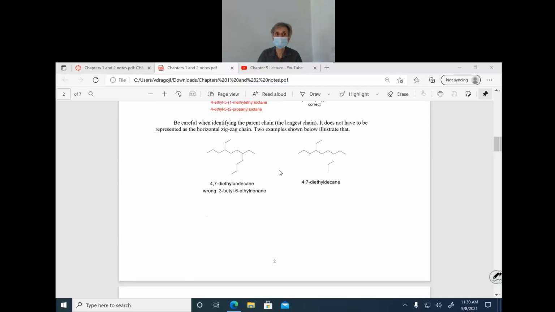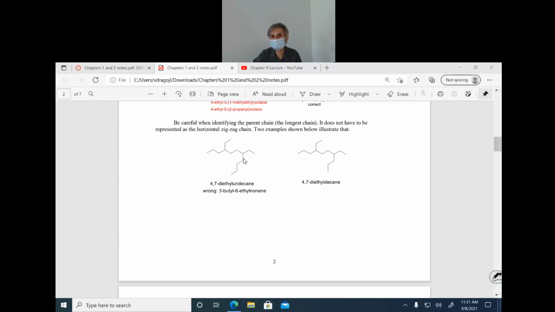Okay. Then when it comes to the parent chain, an obvious mistake students make is to assume that this horizontal zigzag chain is the parent chain. And in this case, you can see it's not. It actually goes from here and then down. So this compound is 4,7-diethylundecane.